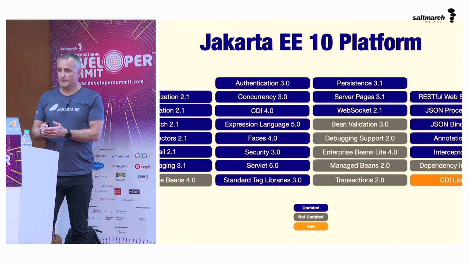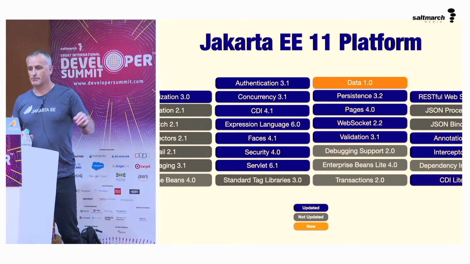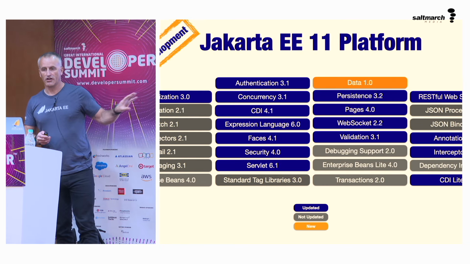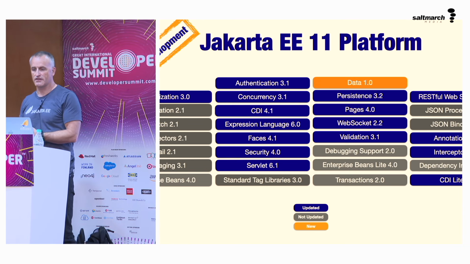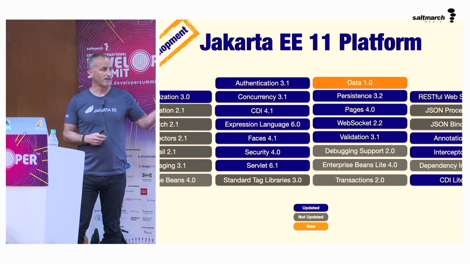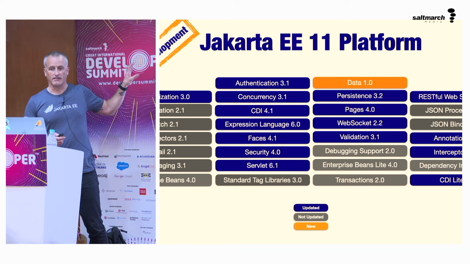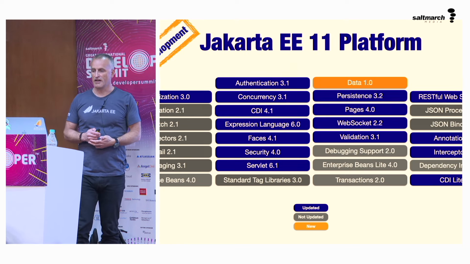So to sum up, Jakarta 10 is the current platform. It will be replaced by Jakarta 11 fairly soon with the new Jakarta Data specification. There are updates here and there to the specification. You can see Persistence is getting an update to 3.2, and Servlet is 6.1. Web Validation is also a .1 release. So there are specifications here that are mapping to Spring that are getting updates.